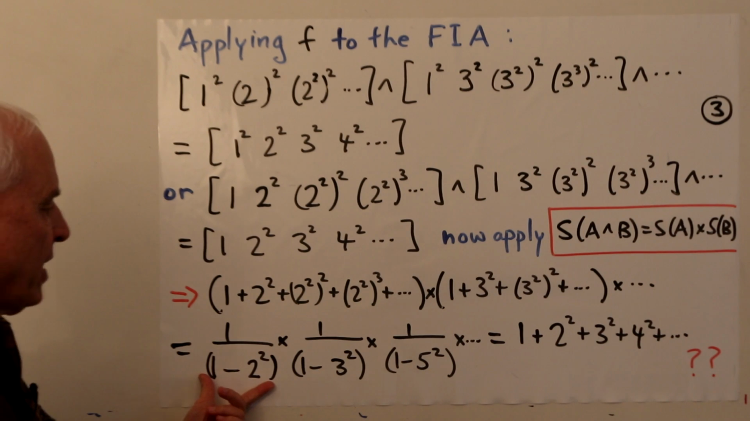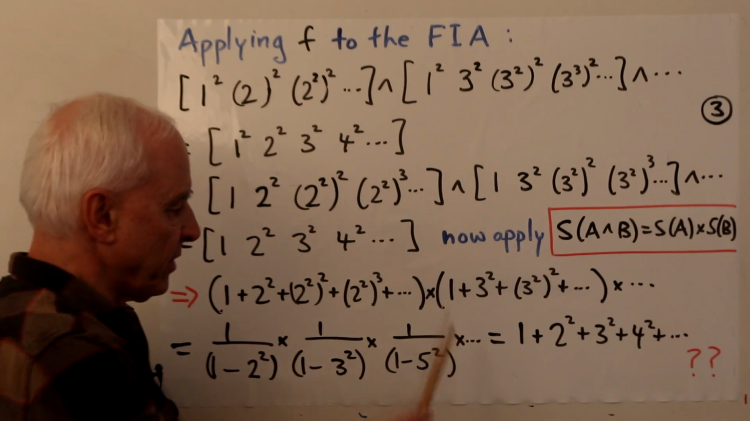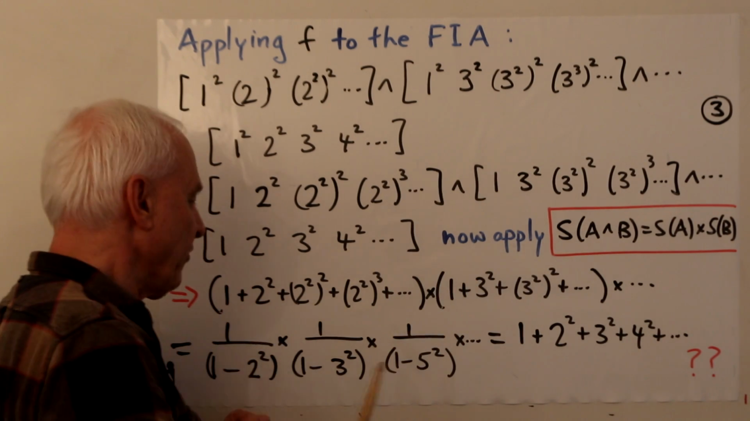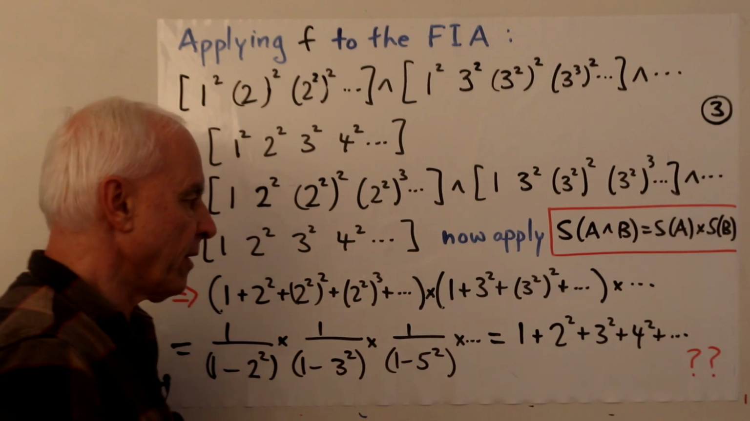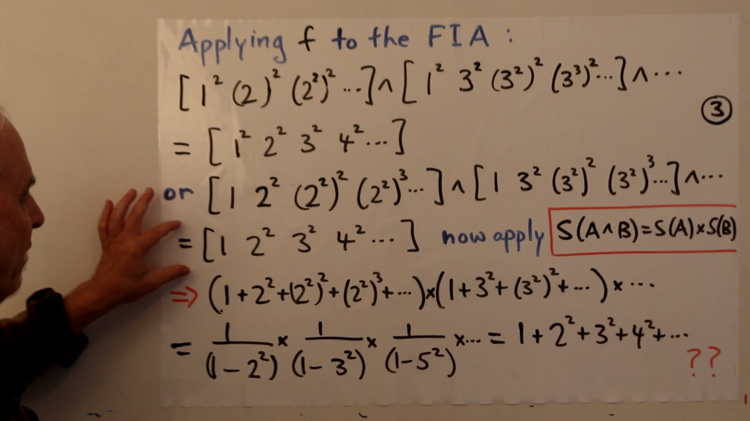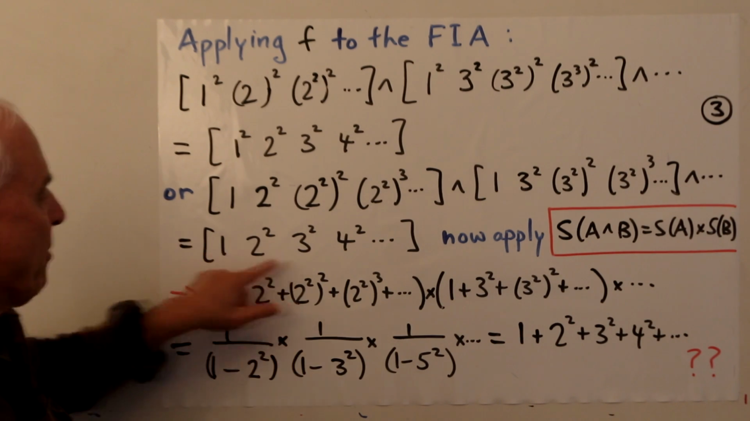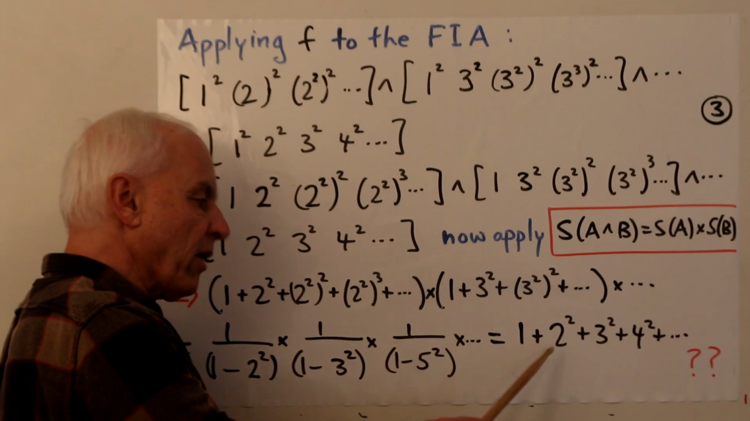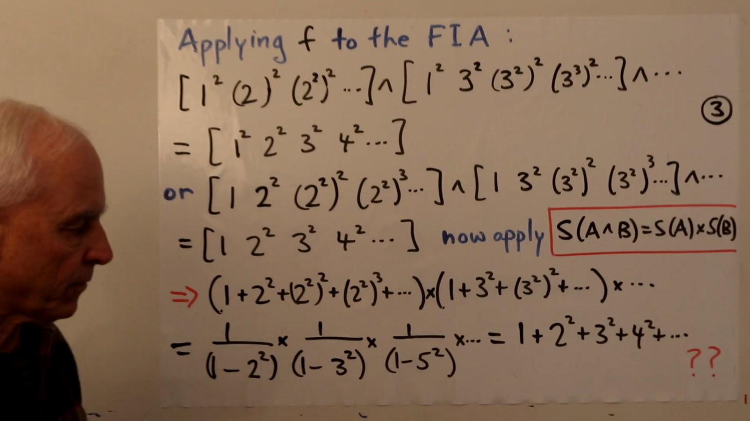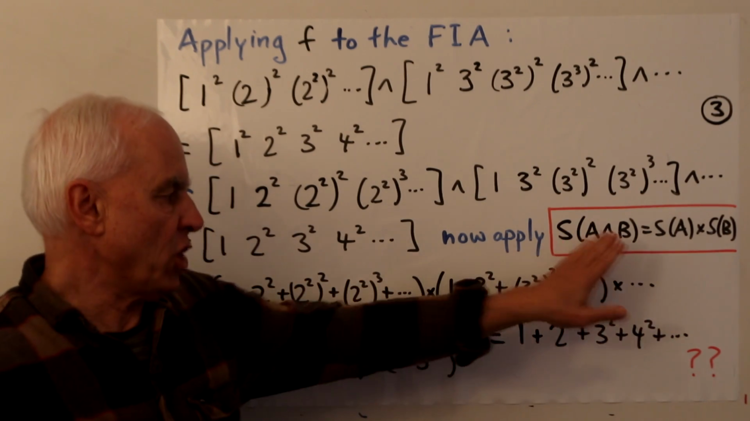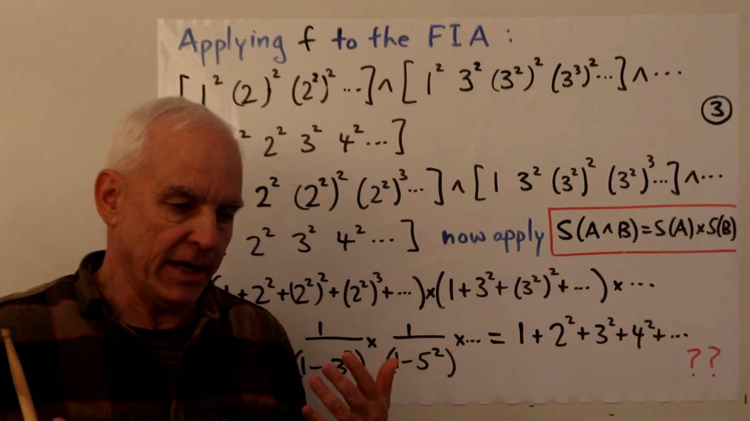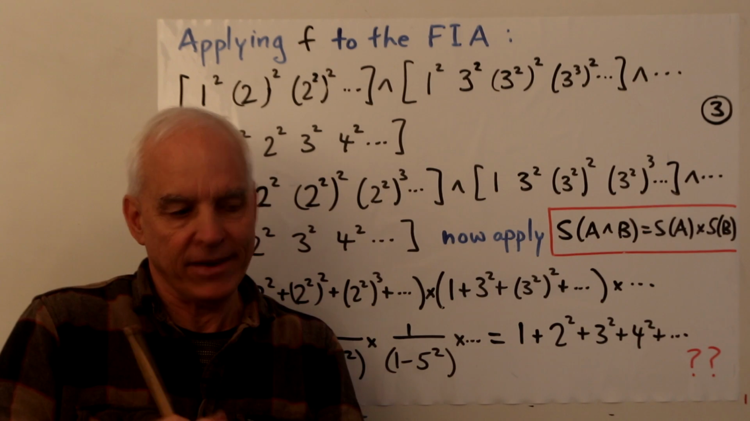Similarly, there's another geometric series with first term 1 and constant ratio 3 squared. So its sum, in some sense, is 1 over 1 minus 3 squared. The next one will be 1 over 1 minus 5 squared, etc. And on the right-hand side is the sum of these guys, just the sum of the squares, 1 plus 2 squared plus 3 squared plus 4 squared, etc. So a literal application of this rule in this context seems to give us something which doesn't have any immediate sense, okay?